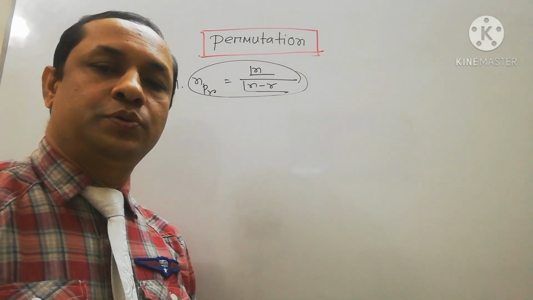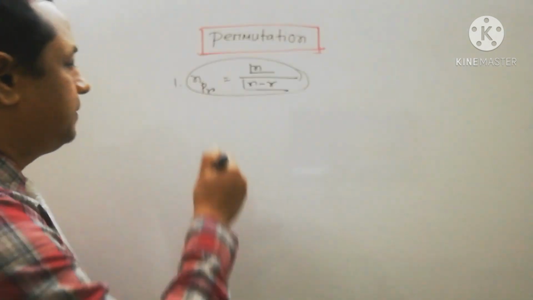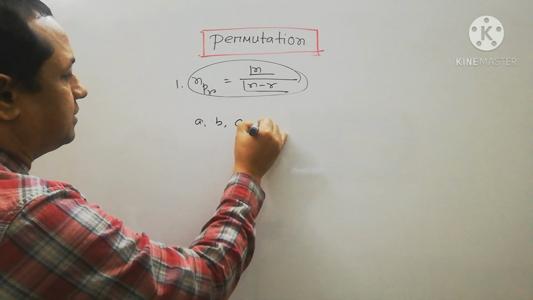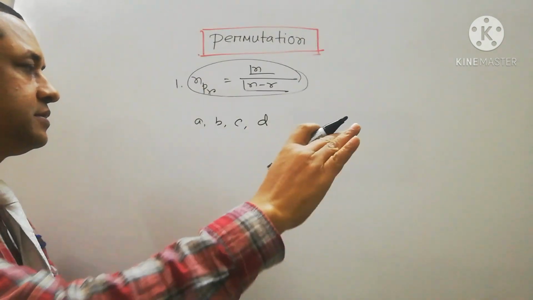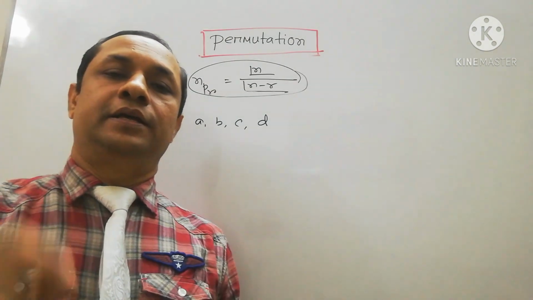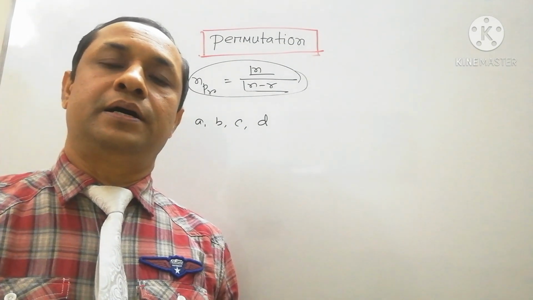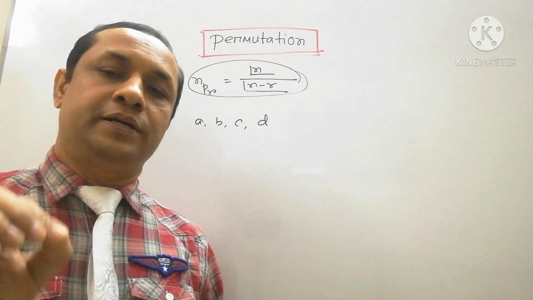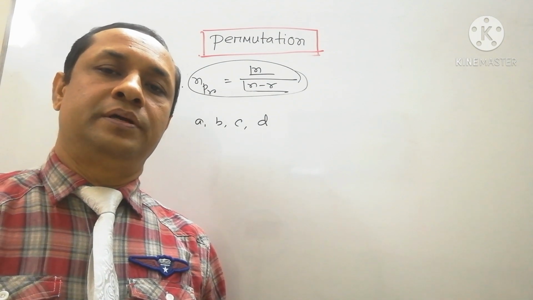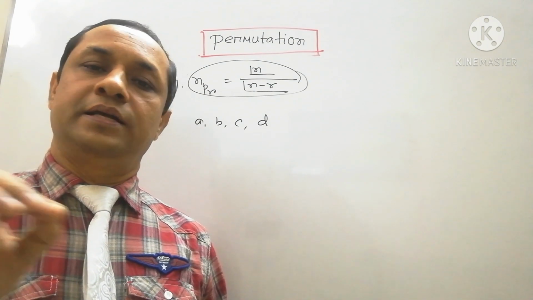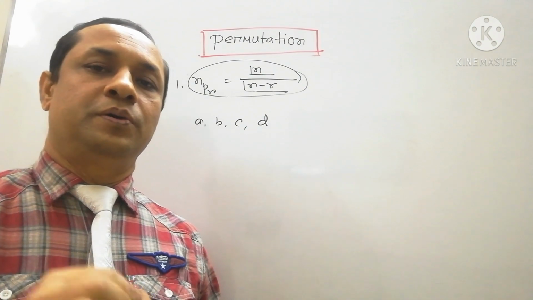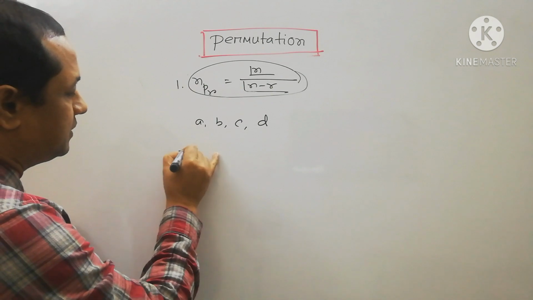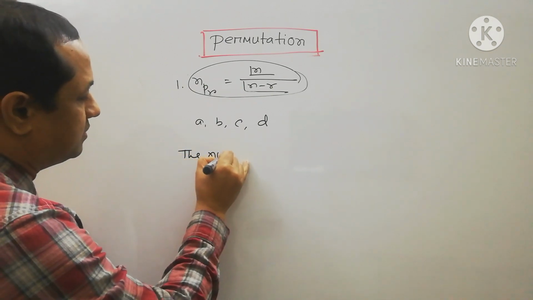For example, student, here A, B, C, D are 4 different letters. Now we take 3 different letters at a time. So we have the number of arrangements. It is denoted by the number of arrangements.